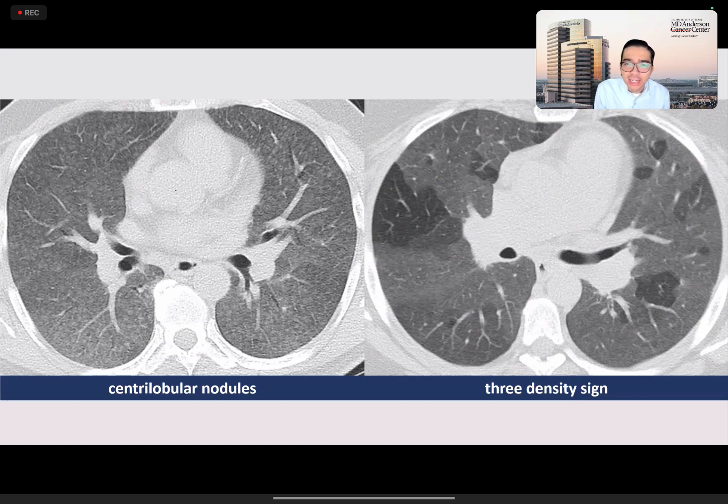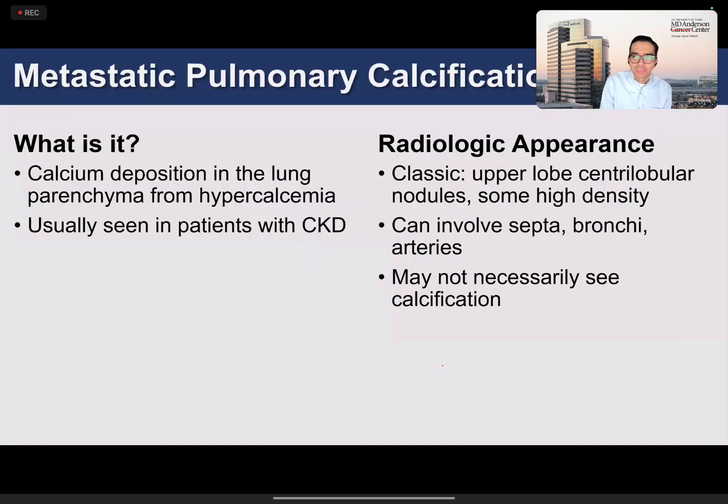One of the other signs that you might see is called the 3-density sign, where you have areas of hyperlucent lung from air trapping. You have areas of relatively normal lung, like a few areas perhaps right here or maybe right here, and then diffuse ground glass opacity from inflammation.